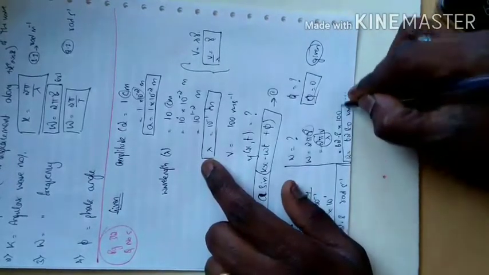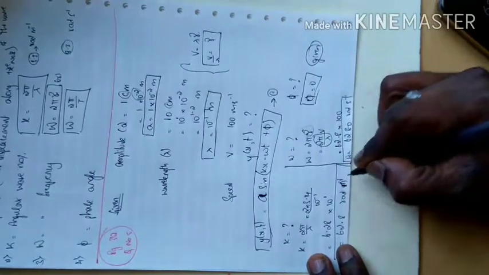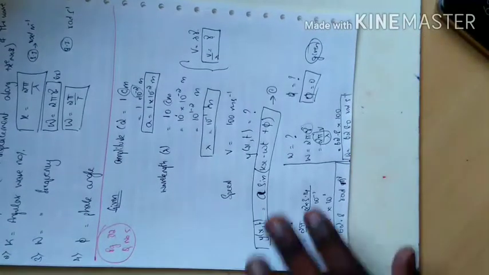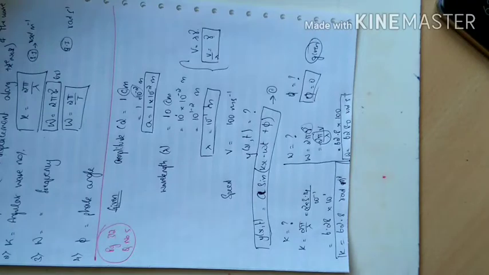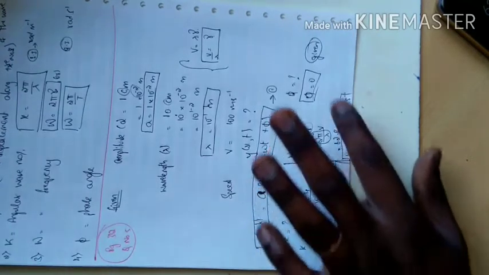This is the value of omega. This is radian per meter, and this is radian per second. Now, all this given I know, substitute in the given formula. That is the standard equation. K I got, omega I got, phi I got.